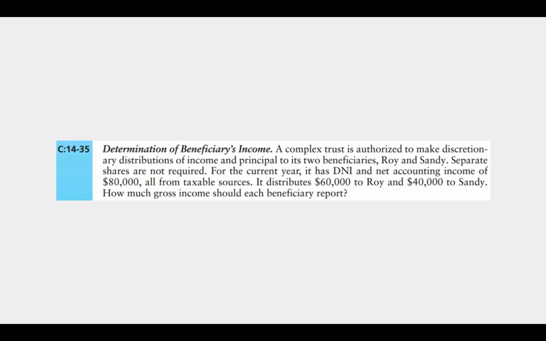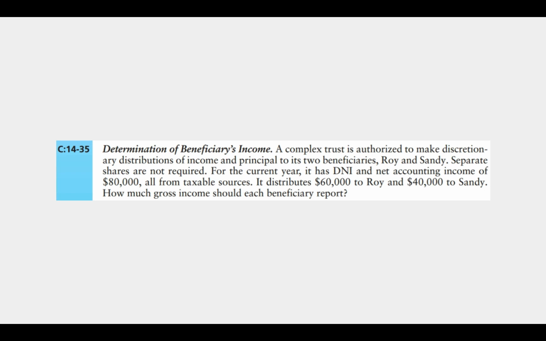Here we have a complex trust. It is authorized to make discretionary distributions of income and principal to its two beneficiaries, Roy and Sandy. Separate shares are not required. For the current year, it has DNI and net accounting income of $80,000, all from taxable sources. It distributes $60,000 to Roy and $40,000 to Sandy. How much gross income should each beneficiary report?